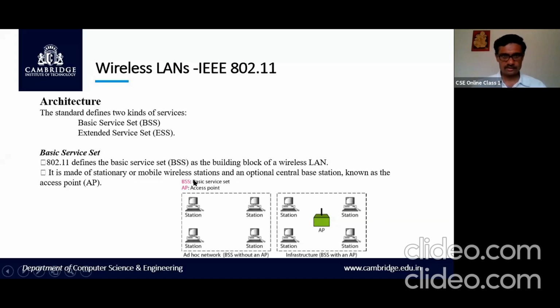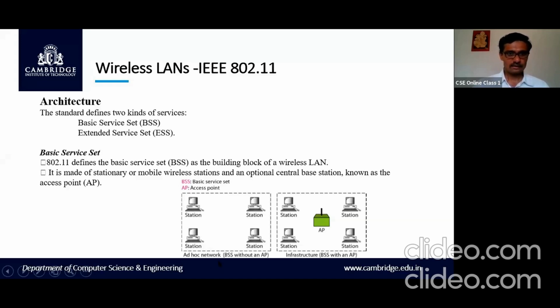BSS is a basic building block of wireless LANs. It is a standalone or ad hoc network. In an ad hoc network, the stations form the network themselves. They join together and themselves form the network. That form is called an ad hoc network. So they don't need any infrastructure like an access point or any other infrastructure. They form the network themselves anywhere.